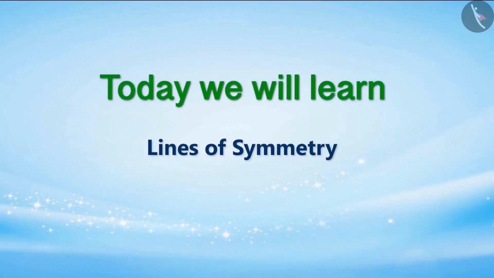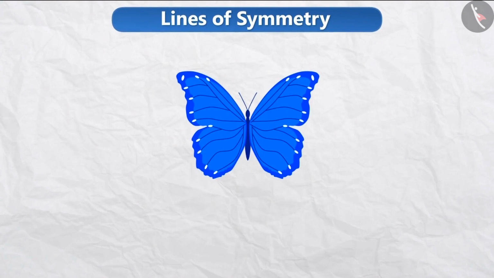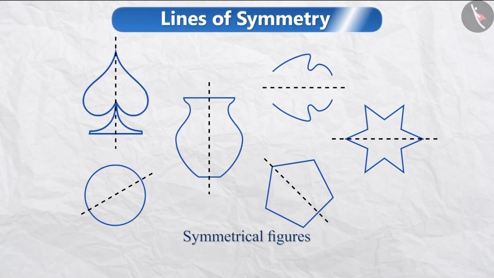Today we will learn lines of symmetry. In the previous video, we learned that a figure which is in equal balanced ratio is called a symmetric figure. The given figures are symmetrical figures. To understand this better, let's now know what is the line of symmetry.